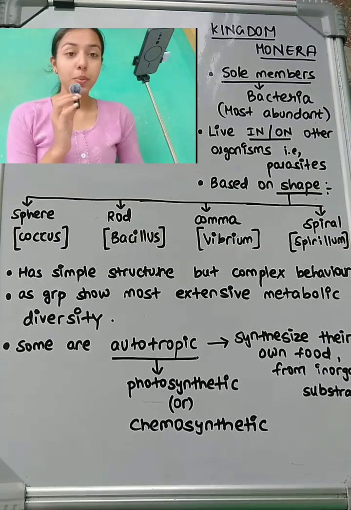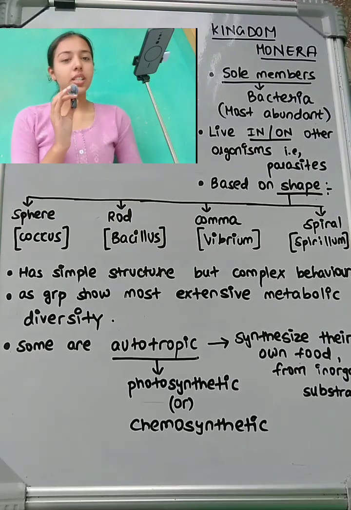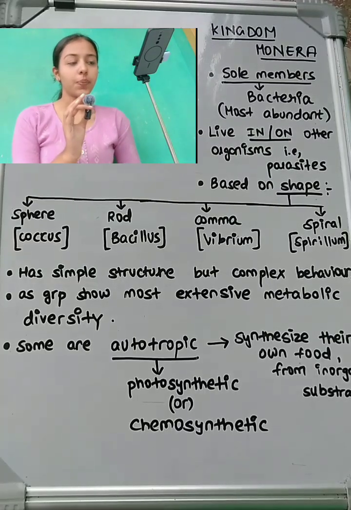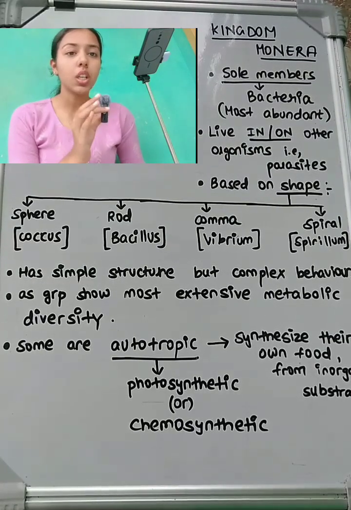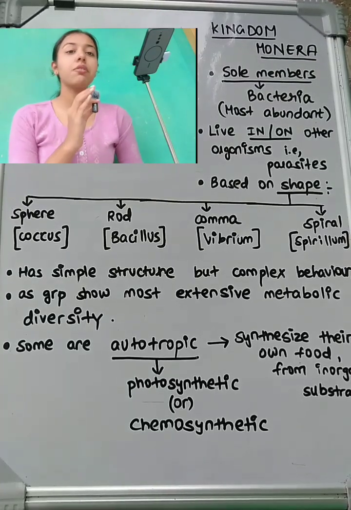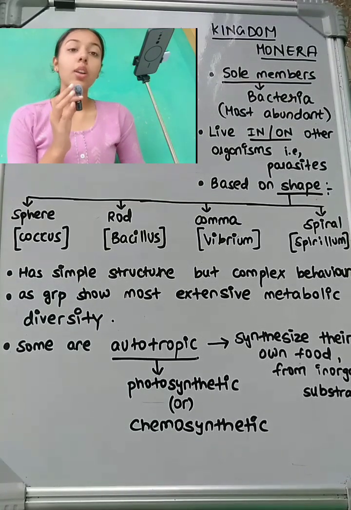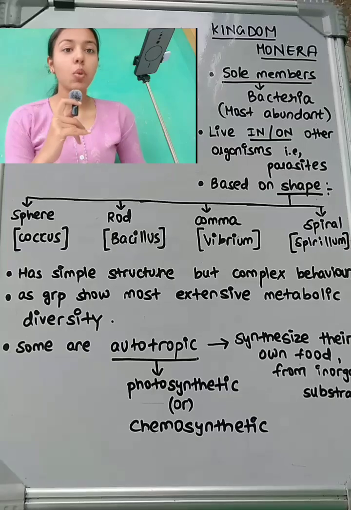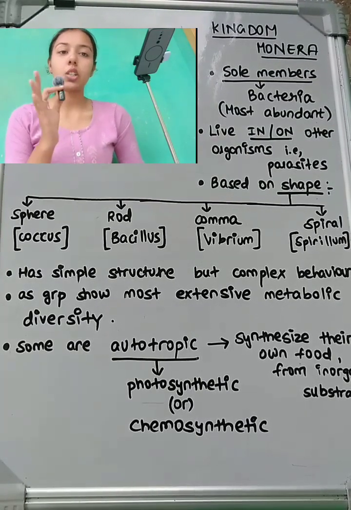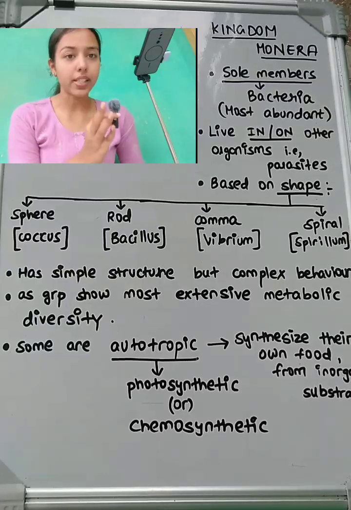Hi, my name is Pranka, and in this video we are going to discuss biological classification, class 11 chapter, Kingdom Monera. The sole members of Kingdom Monera are bacteria. They are the most abundant microorganisms and are found everywhere. They can also live in or on other organisms, that is, they can be classified as ectoparasites as well as endoparasites.